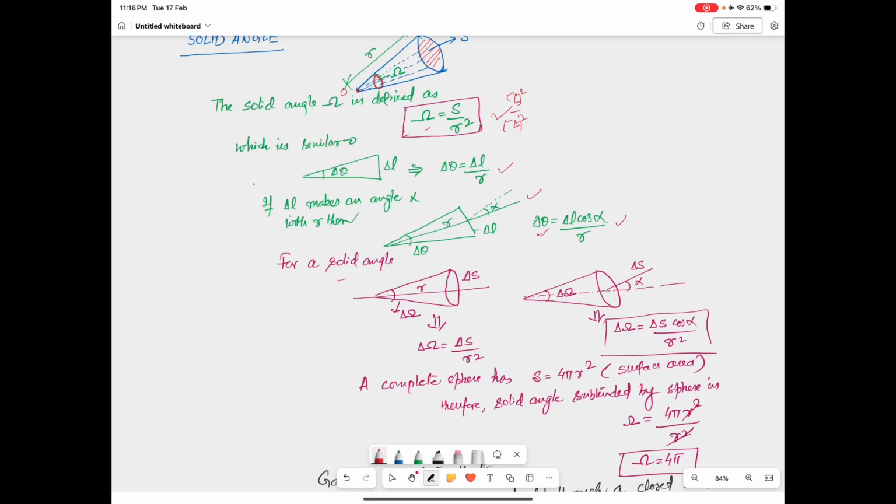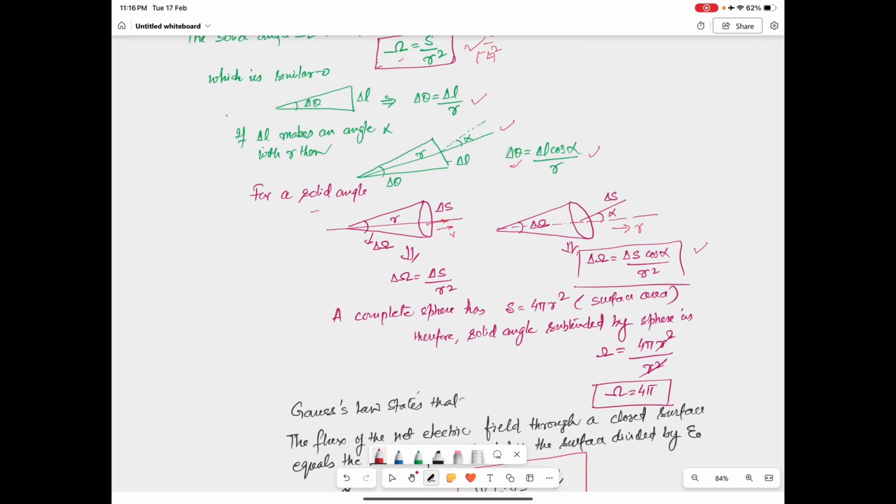In a solid angle, if R and delta S are in the same direction, then the solid angle delta omega will be delta S by R square. But if it is making an angle alpha, then delta omega will be given by delta S cos alpha by R square. Here the angle between R and delta S is alpha.